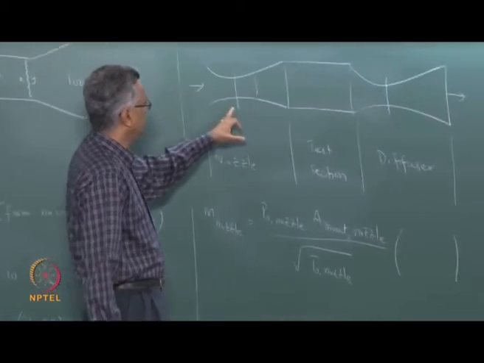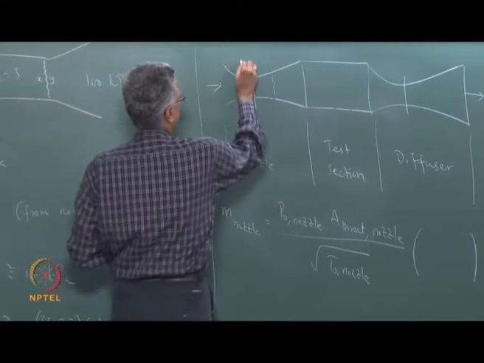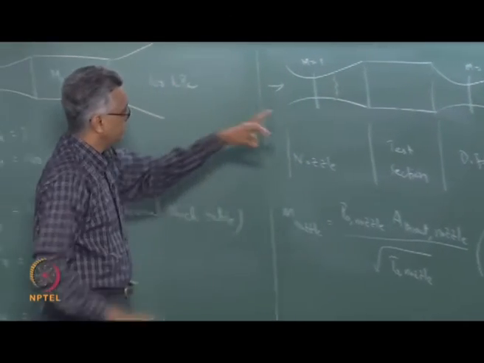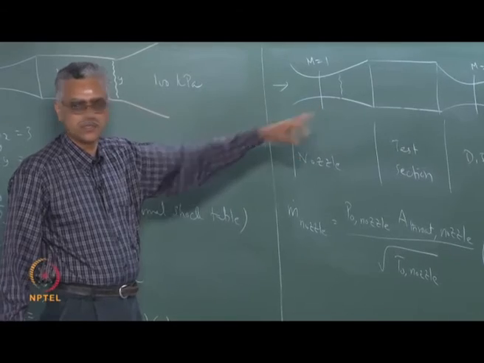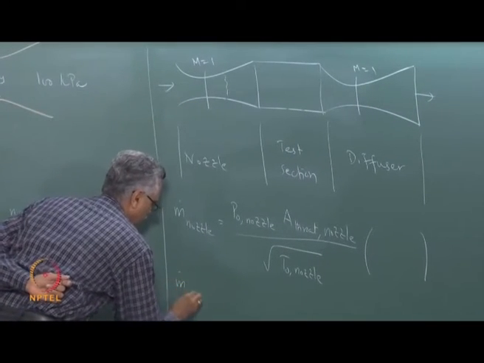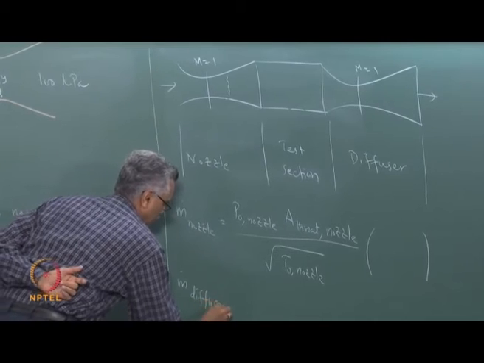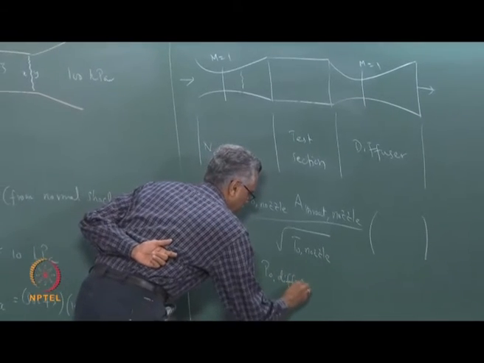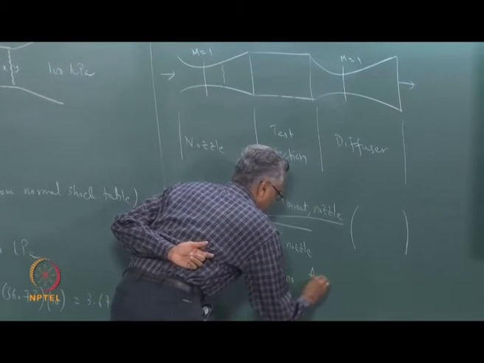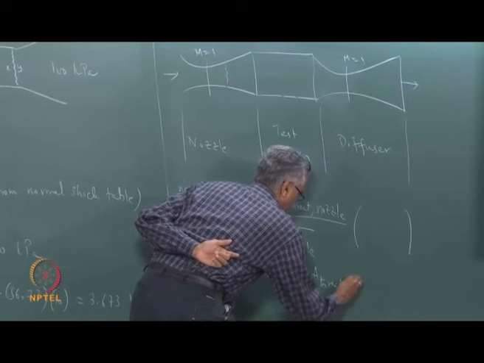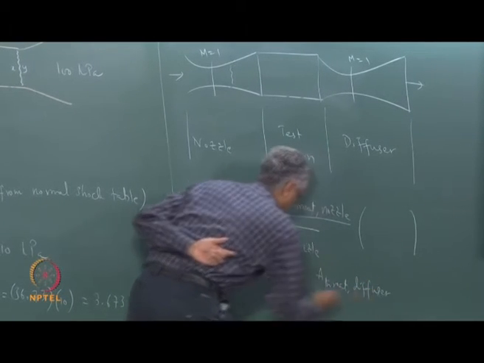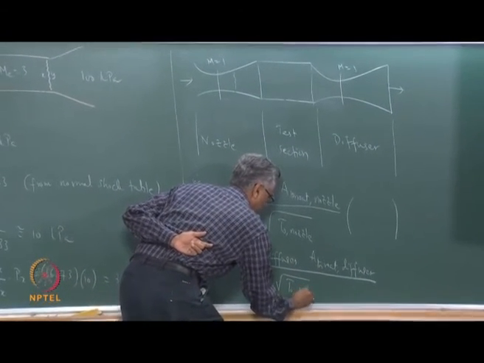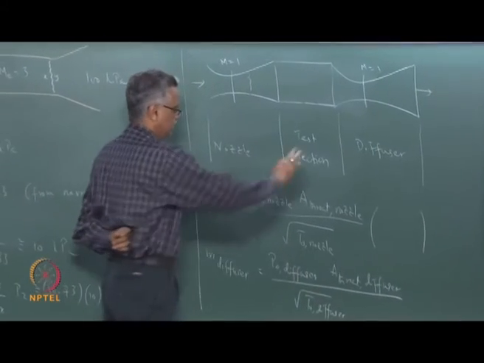Now, assuming that the two throat areas are the same, so I get M equal to 1 here, I am going to get M equal to 1 here also. So, that means the mass flow rate that goes through the diffuser is like this, right. So, the mass flow rate that goes through the diffuser can be written like this, m dot diffuser is equal to P0 diffuser A throat diffuser divided by square root of T0 diffuser, and then same thing.